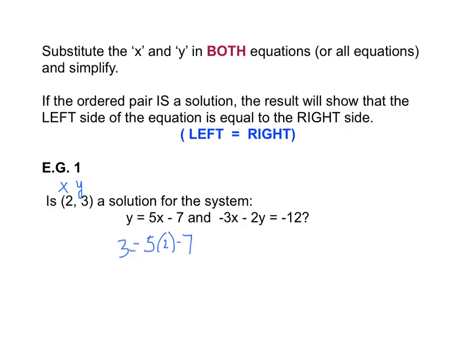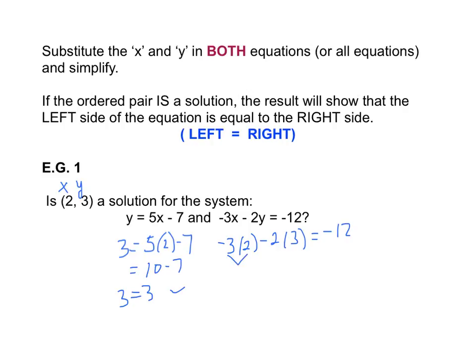And for the first one here, I've got 10 minus 7 after you simplify. So 3 equals 3 is a true statement, which means the ordered pair works for this equation. It needs to also work for the other equation to be the solution to the entire system.